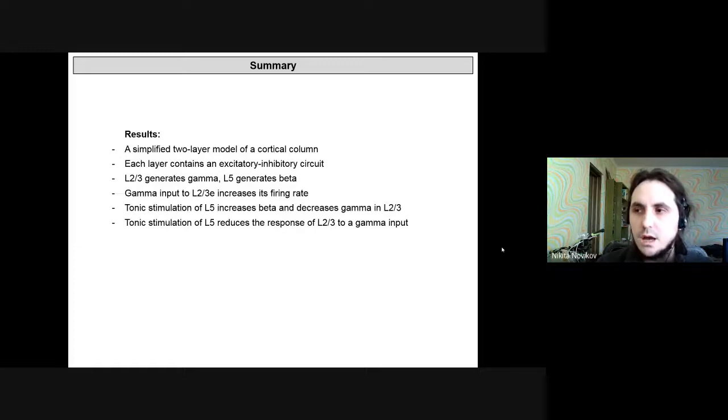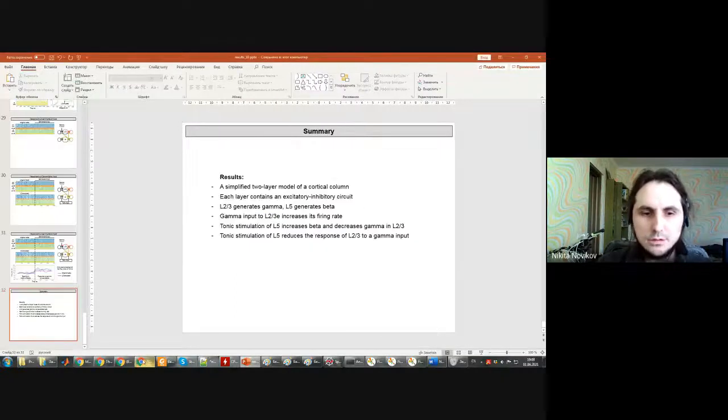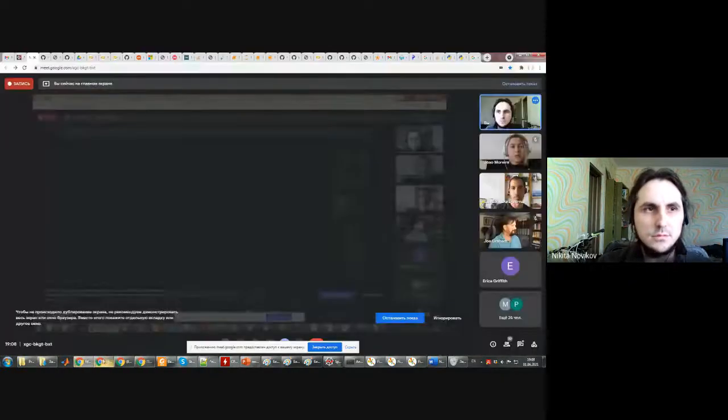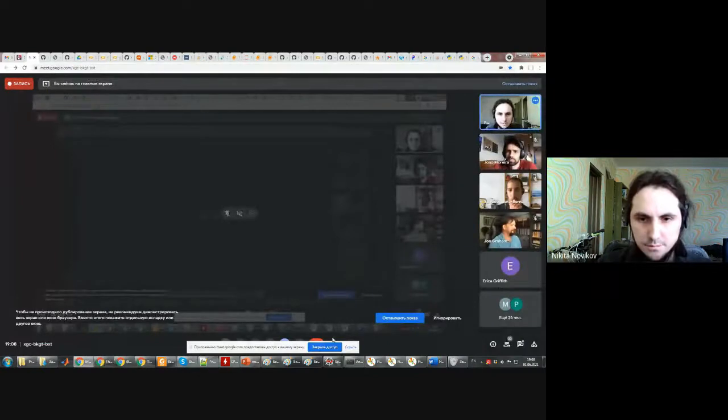And of course, I want to make more realistic connectivity between layers, probably more realistic cells, which NetPyNE allows to do. So that's all basically.